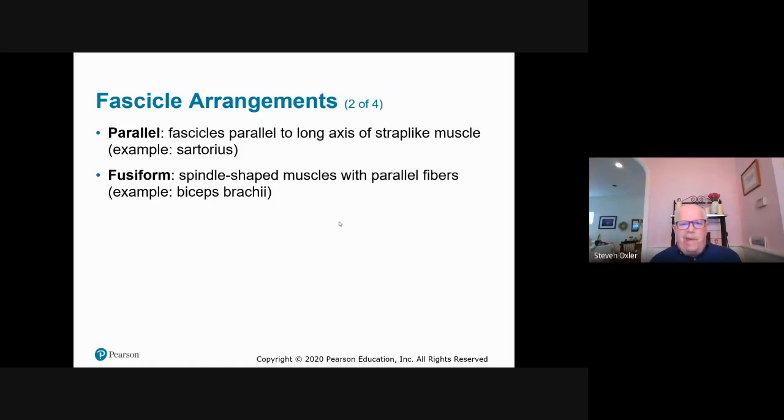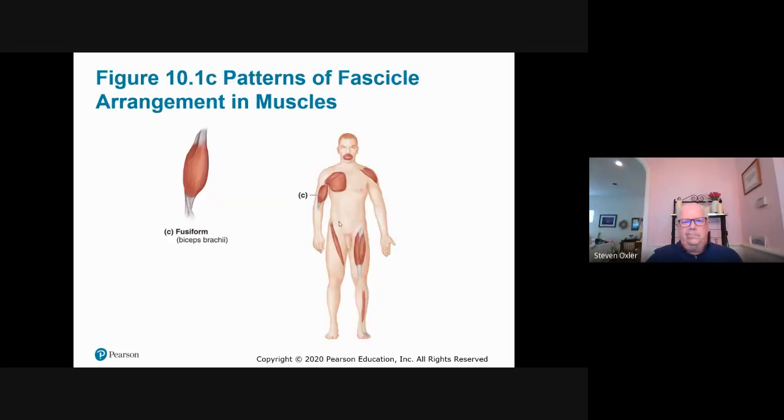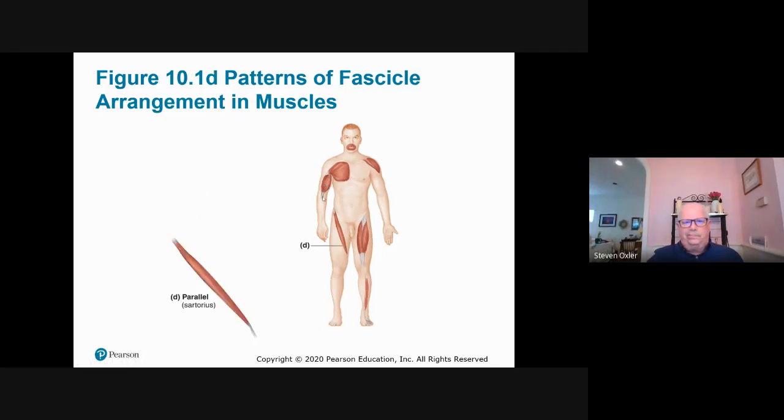Fusiform, spindle-shaped muscles. The most common example of a spindle-shaped muscle is your biceps, biceps brachii, right here. Fusiform, spindle-shaped muscle. And the sartorius, which is a parallel muscle in your leg.